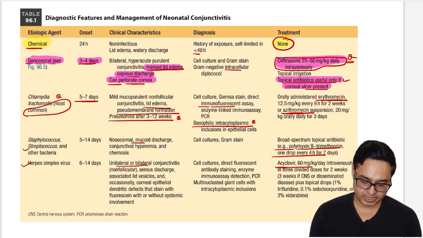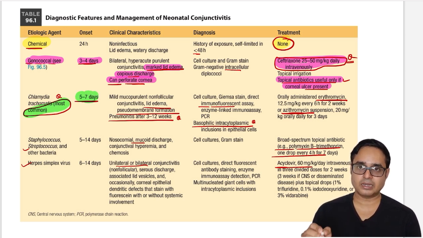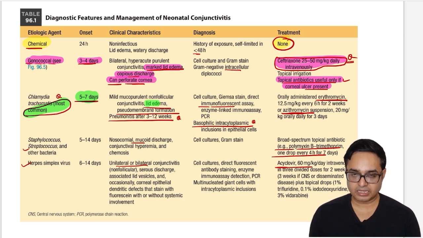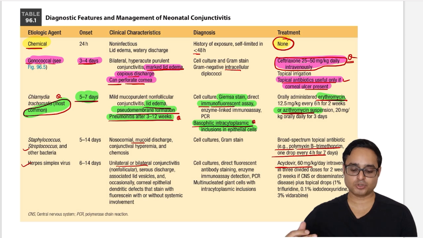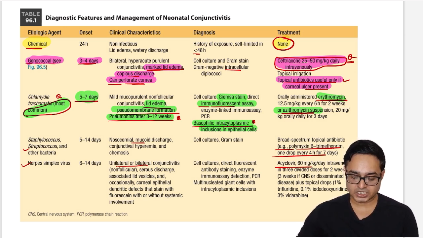Chlamydia trachomatis is the most common cause of neonatal conjunctivitis. Just remember, onset is 5 to 7 days after birth, with lid edema, pseudomembrane formation, and pneumonitis after 3 to 12 weeks. Immunofluorescent assay, Giemsa stain, and basophilic intracytoplasmic inclusions in epithelial cells are the pathological findings. Erythromycin or azithromycin is the treatment of choice for chlamydia. This is the most common cause of neonatal conjunctivitis.